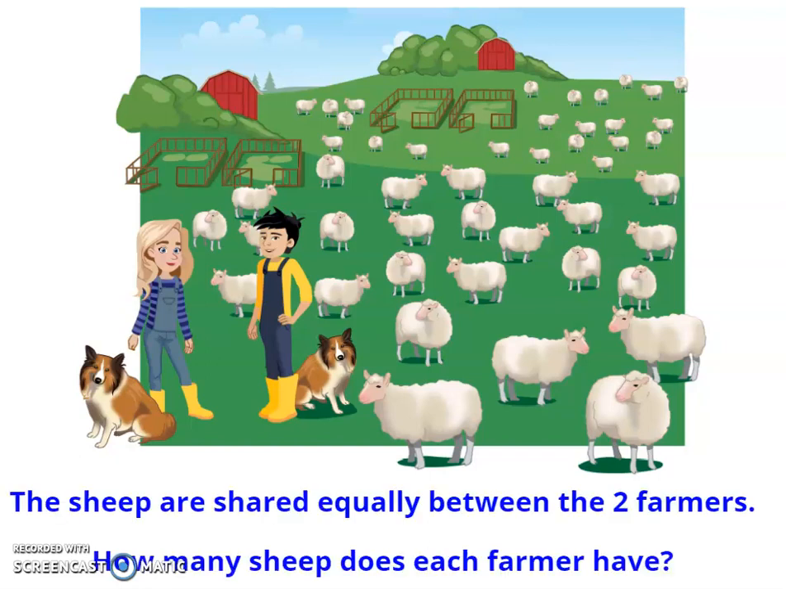So let's have a look at question 1A. The sheep are shared equally between the two farmers. How many sheep does each farmer have? Now, the first thing we needed to do was work out how many sheep were in total. In this case, there's 48 sheep. And how many farmers do we have? Well, it says in the question, we have two. So we're going to share 48 sheep amongst two farmers. Or alternatively, we're going to put 48 sheep into two groups.